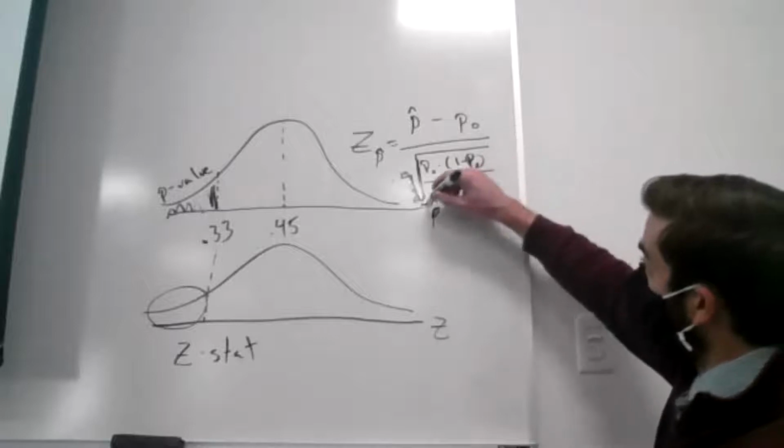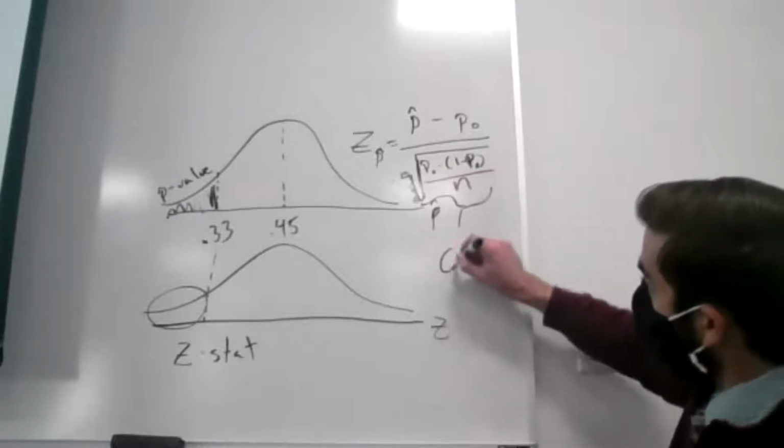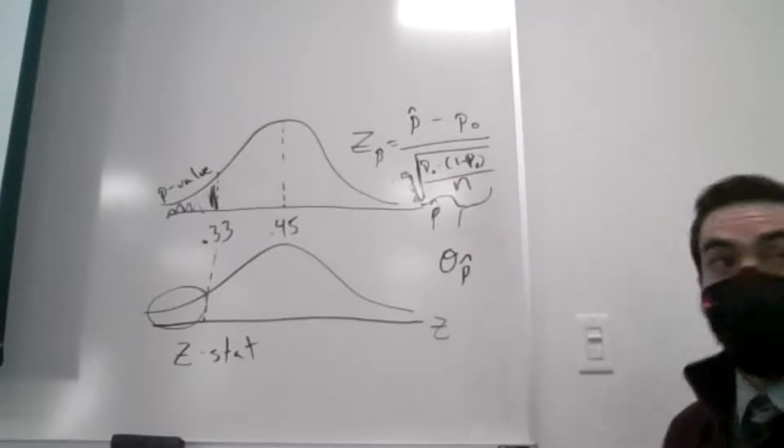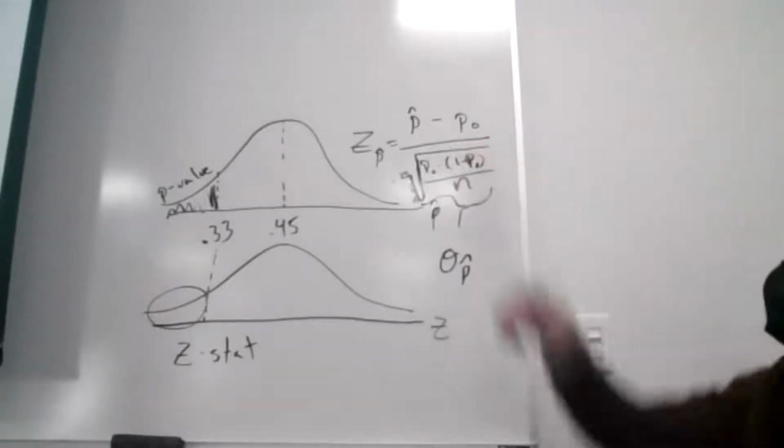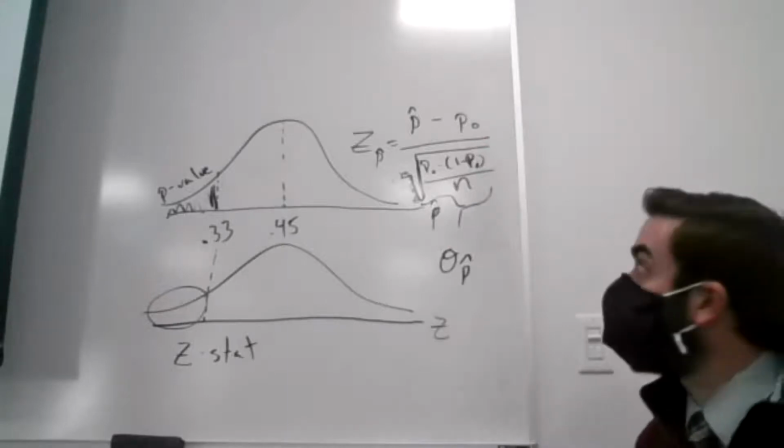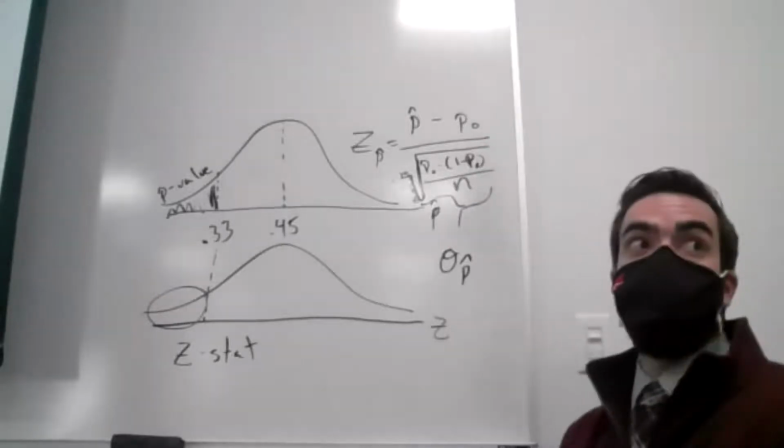Yeah, so this guy right here in the denominator represents the standard deviation of our sample proportions. Yep, because we took the square root, right? So you're right, it's a variance, but we took the square root. So it's our standard deviation. So we've got everything we need, right?